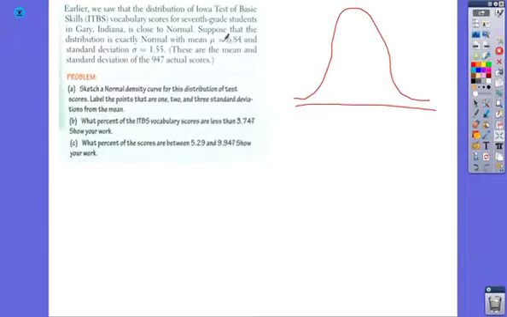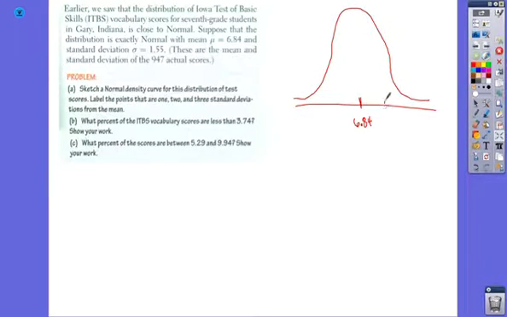All right, so in there it told us that the mean is 6.84, and because we know it's normal, that means that 6.84 is in the middle. And then it tells us that we want to find 1, 2, and 3 standard deviations away from that mean, and it tells us that the standard deviation is 1.55.